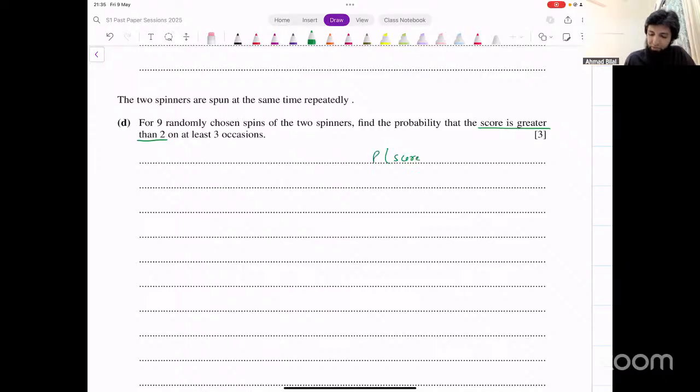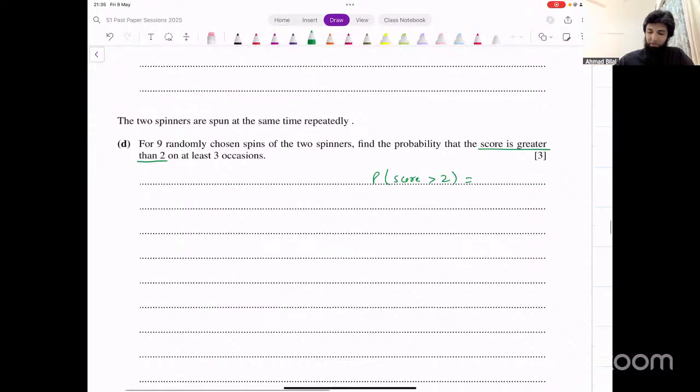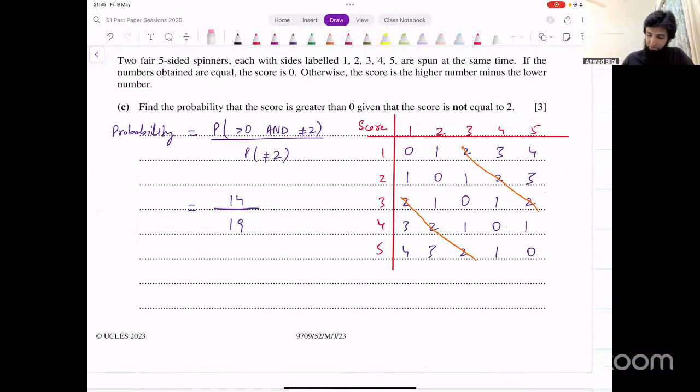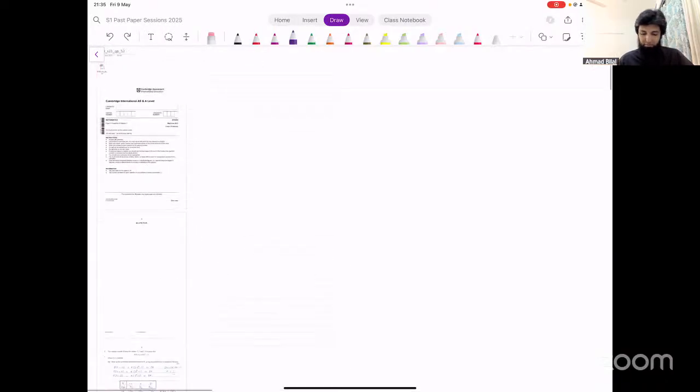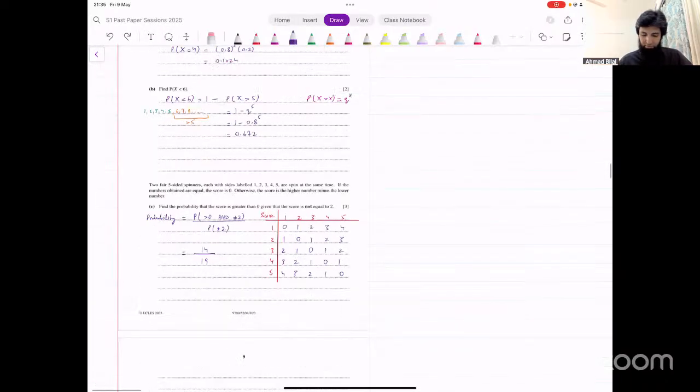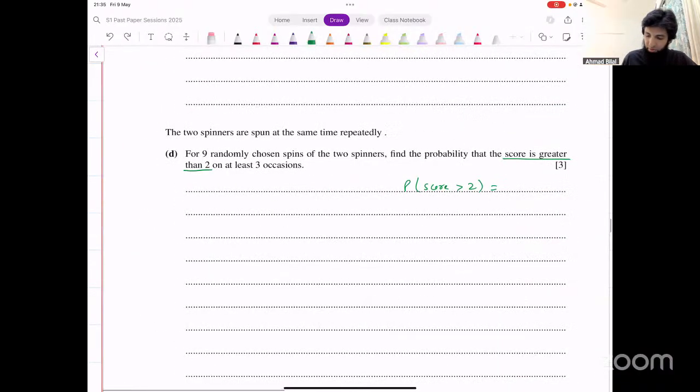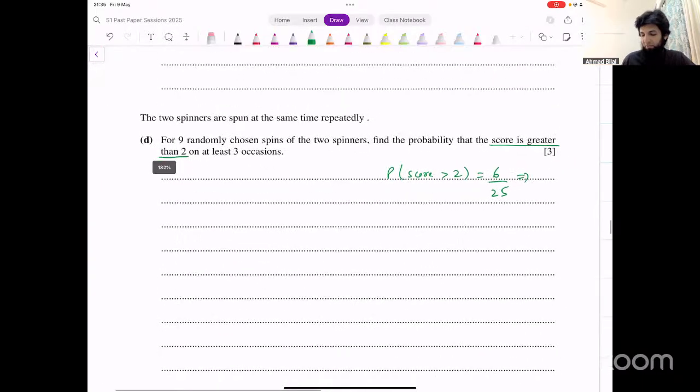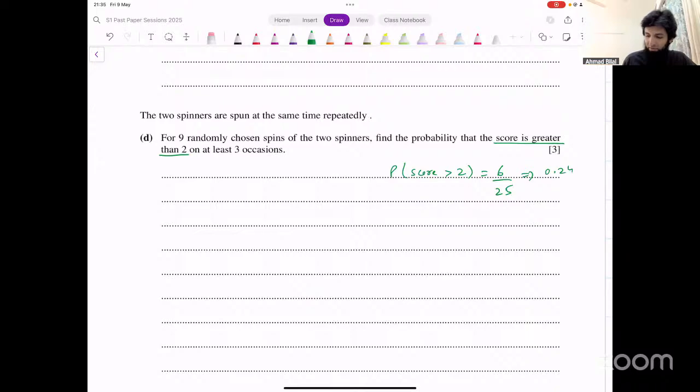Find the probability that on one spin, the score is greater than 2. What's that probability? We've got this table. We can use that now. Greater than 2 score. That's these 3 cases and these 3 cases. That's 6 cases. So we can say this probability is 6 over 25. In decimals, that would be 6 times 4, that's 24, so 0.24.